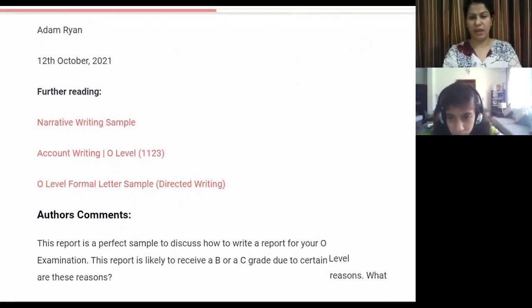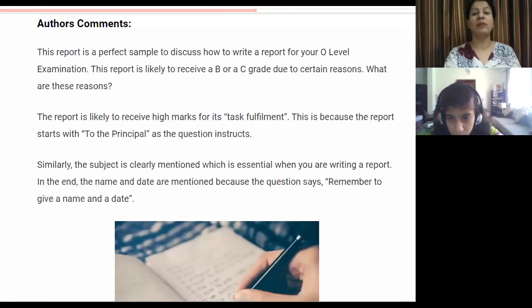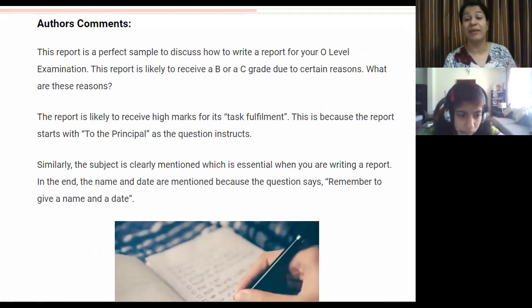Okay, now here come the post-mortem examiner reports. This is what the examiner had to say about the report that we have just read. This report is a perfect sample to discuss how to write a report for your O-level examination. This report is likely to receive a B or a C grade due to certain reasons. Now, what are these reasons?